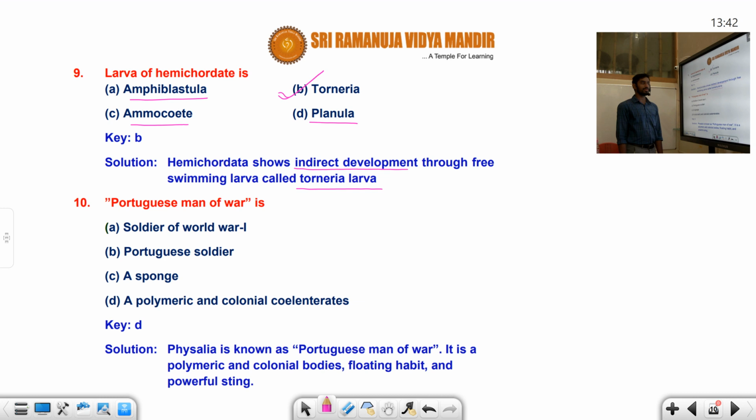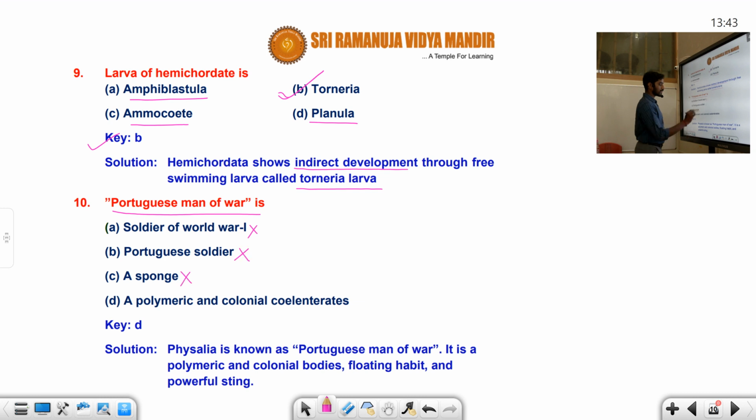The next one, I hope you understand, is a very easy question, and we discussed it many times earlier: the Portuguese man of war. What does it represent? The options are given here. I can see soldier of World War I. No, it is not at all. A Portuguese soldier? It is also not at all. And a sponge? It is also not at all.